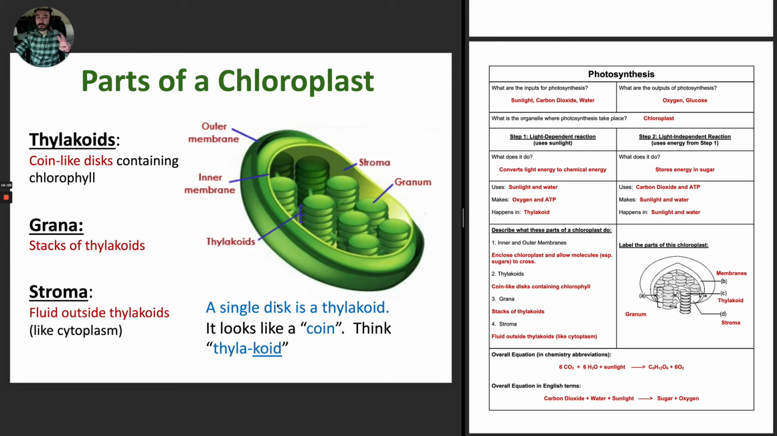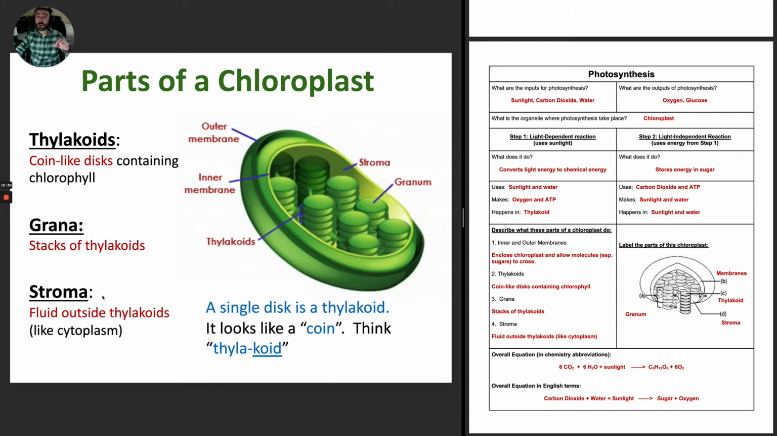There's three other parts that we really care about. There are the thylakoids, which are these little discs. Each one of these little coin-like or pancake-like things is a thylakoid, and that's the thing that contains chlorophyll. There are grana, which are stacks of thylakoids.